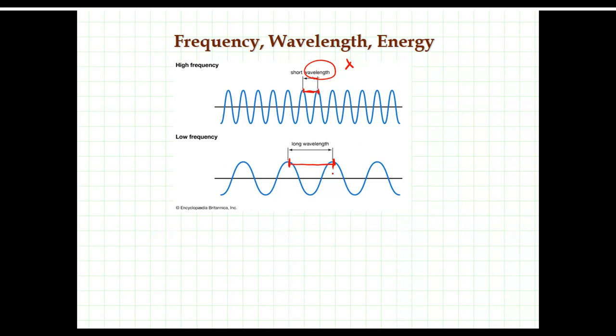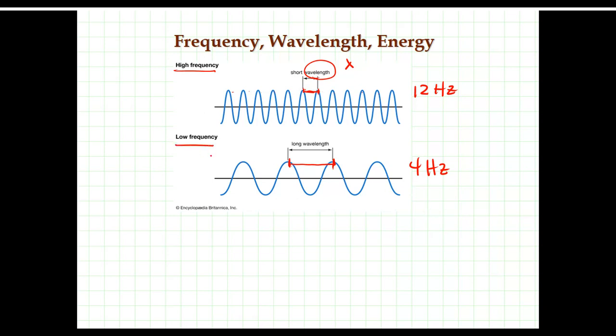We can also measure frequency of waves. This guy has high frequency because there's 12 waves passing, and so we're going to call that frequency 12 hertz. Here I only have 4. So this guy's a little bit slower. He has only 4 hertz of energy.